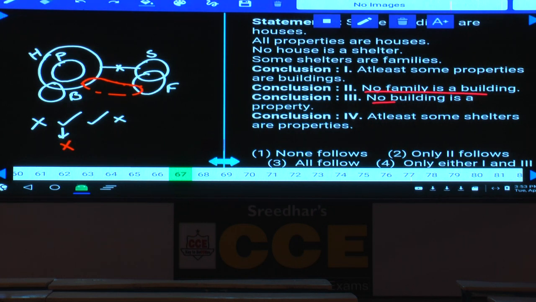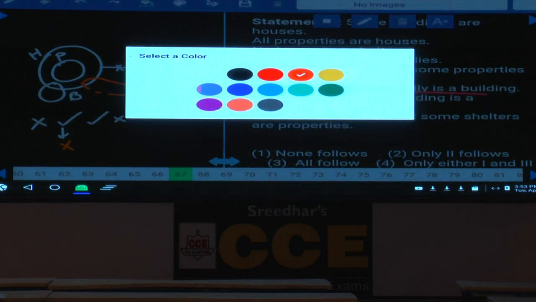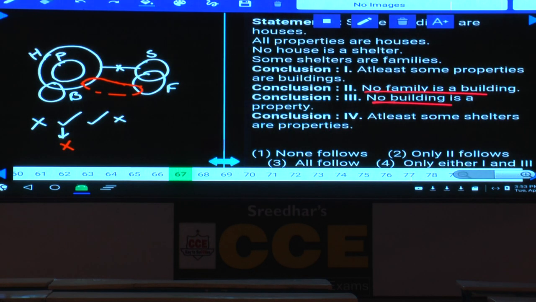Done with this? Then coming to the third one. Now third one is another negative conclusion. To make this one false, we need to prove some buildings are properties. Now some buildings are properties, building and property, tell me whether we can represent like this or not. Isn't it? Hence alternate diagram proven, previous conclusion false.